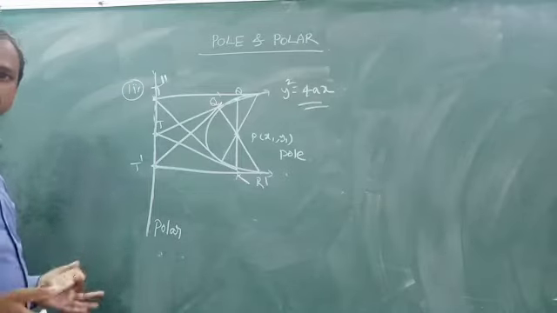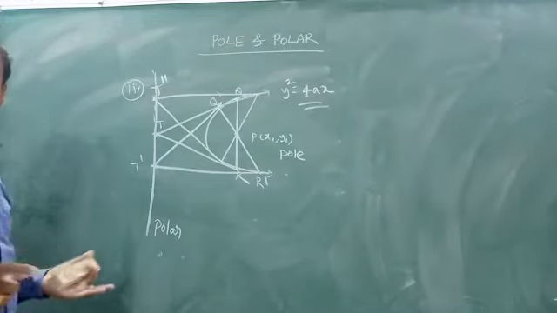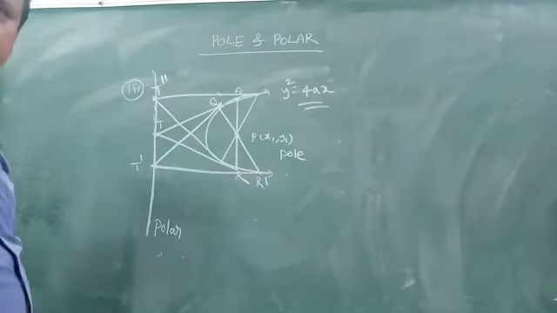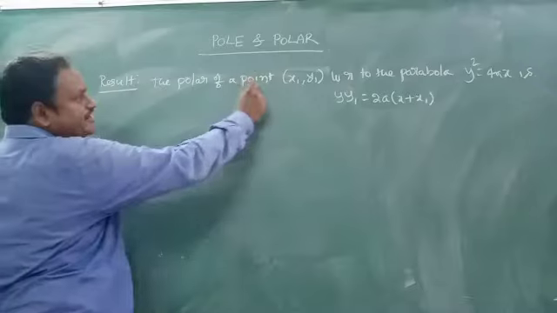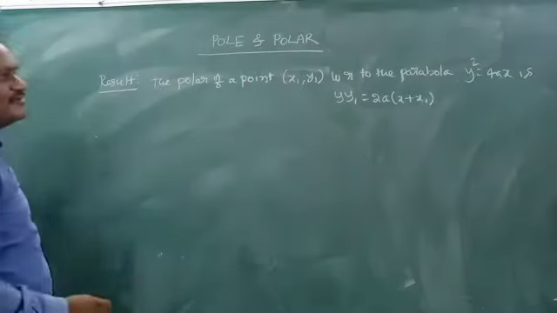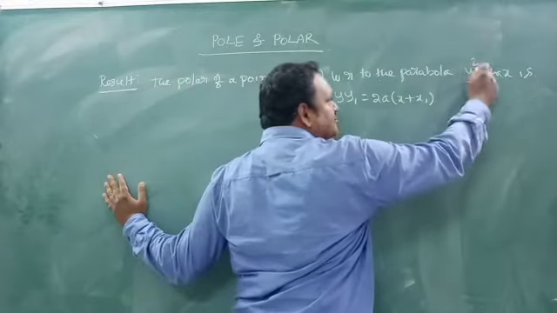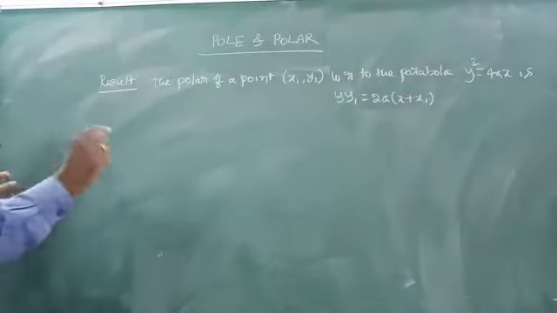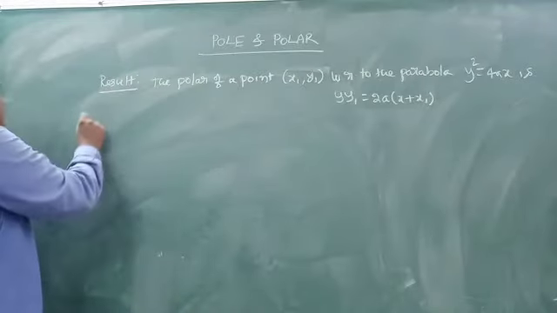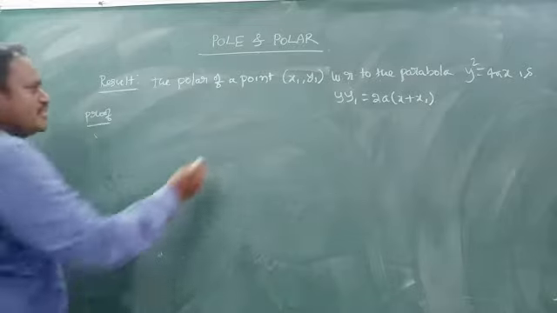Now let us get the equation of the polar with respect to the parabola y square is equal to 4ax. Now you see, my dear students, we have a wonderful result. That result is the polar of a point x1 comma y1 with respect to the parabola y square is equal to 4ax is yy1 is equal to 2a into x plus x1. Let us try to get this result and we do some interesting problems based on that.